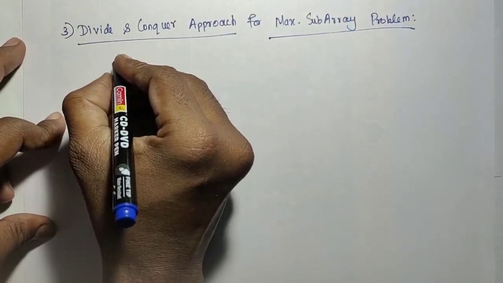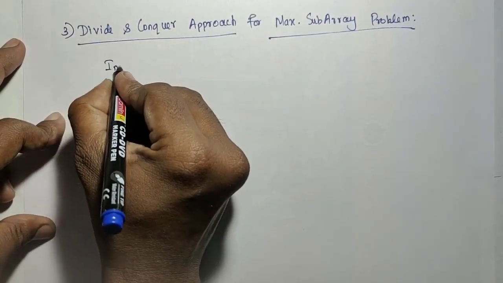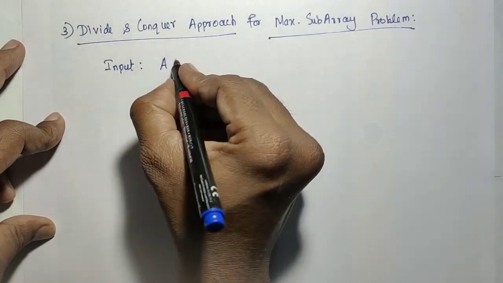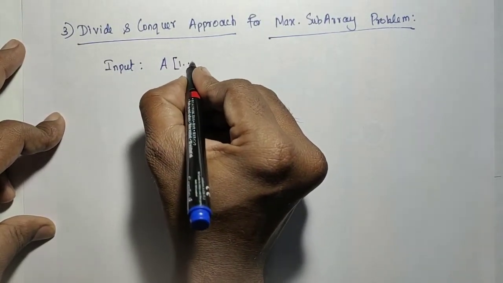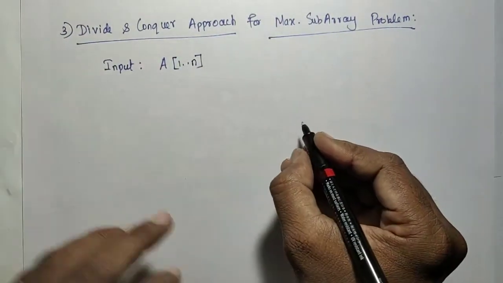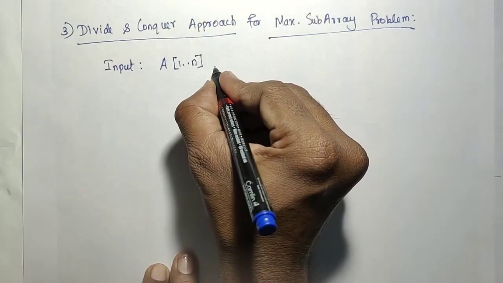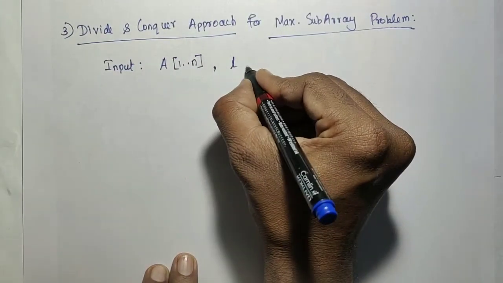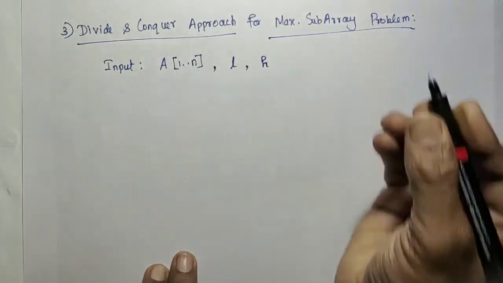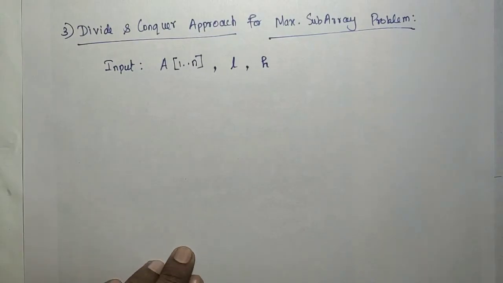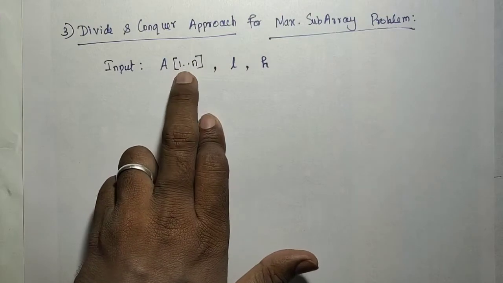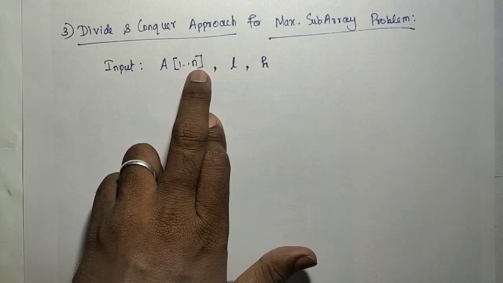First, the input for this problem: an array of 1 to n. Along with this we are going to give the starting index and the end index, L and then H. So in previous algorithms we were given 1 to n, where 1 is the starting and n is the end.